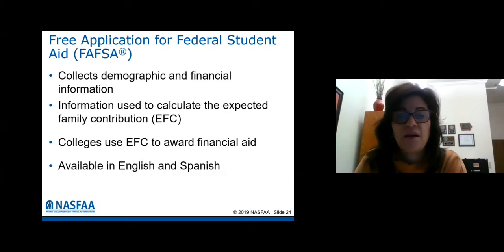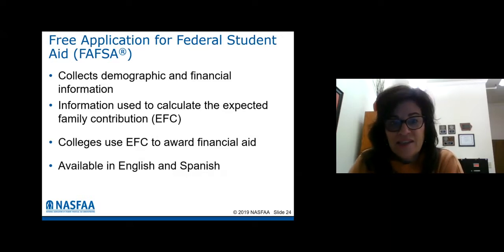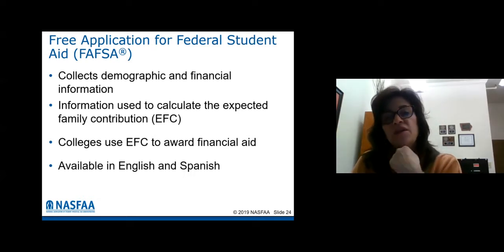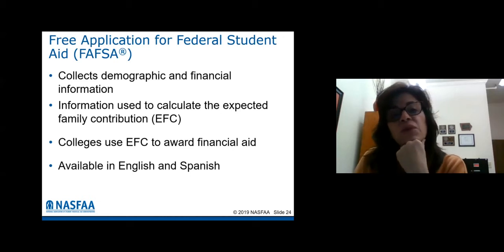And I always get asked this question, hey, I'd rather wait and use my current tax information because it's just a couple months away. You cannot use the 2020 tax information. You cannot legally do that. You must use the 2019 information. That is the legal nature of this form, okay?